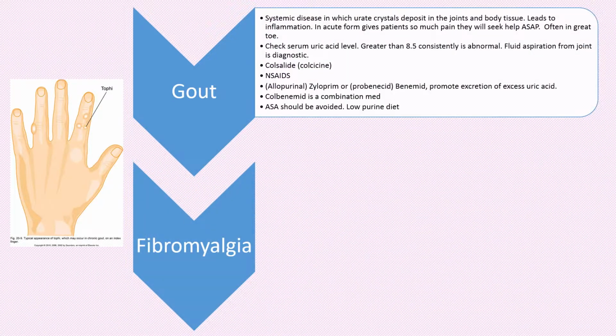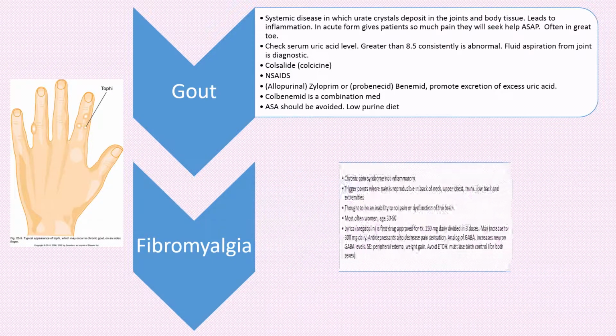Now we will discuss gout and fibromyalgia. Gout is a systemic disease in which urate crystals deposit in the joints and body tissue, leading to inflammation. In an acute form, it gives patients so much pain they seek help immediately. It's often located in the great toe. We will check serum uric acid level, and medications can include colchicine, NSAIDs, allopurinol, a combination medication, and then aspirin should be avoided, and they need a low purine diet.